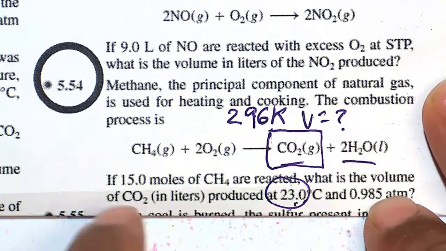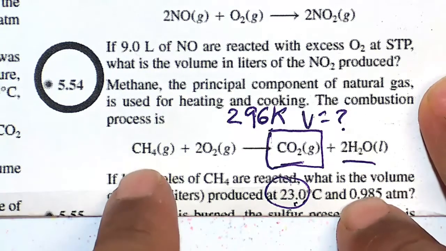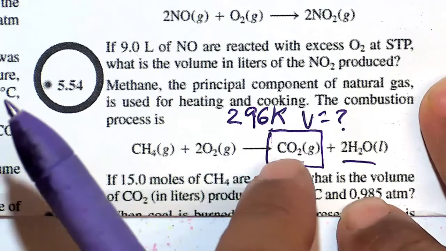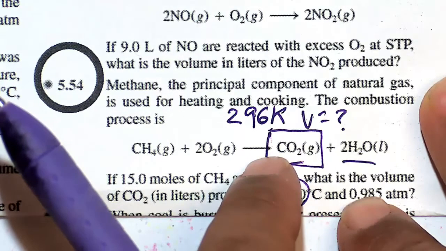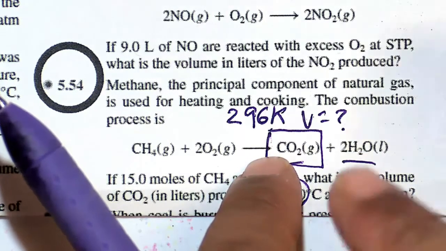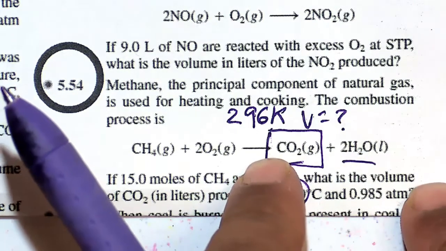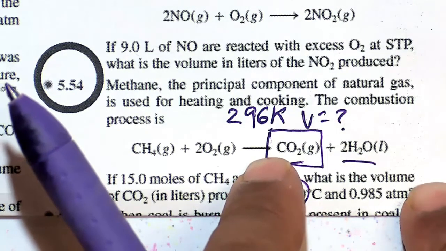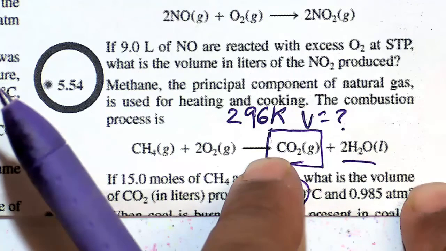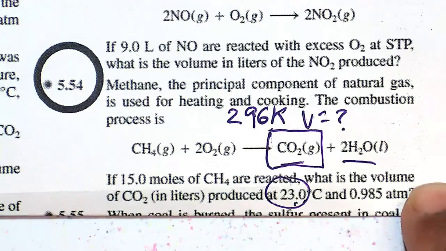So what I would do is, we're starting out with 15 moles of methane. We have to figure out how many moles we get from the balanced chemical equation. And then from there, we plug it into the ideal gas law to get the volume.